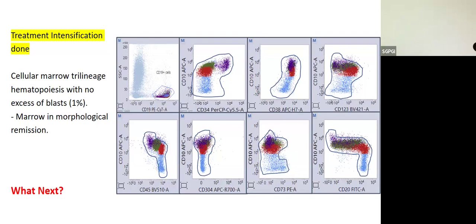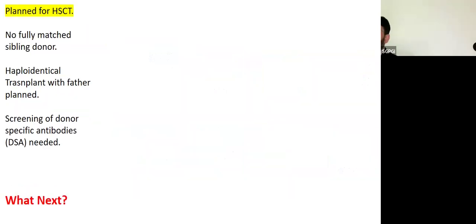So routinely for MRD analysis, we put this, known as a template, a boundary around the population. Suppose all my population lies inside, that is mostly mature cells. Anything lying outside looks suspicious, and we have to analyze whether those are exactly MRD or not. So at the first time point post-induction, this was MRD positive, treatment was intensified, then post-consolidation, this becomes negative.